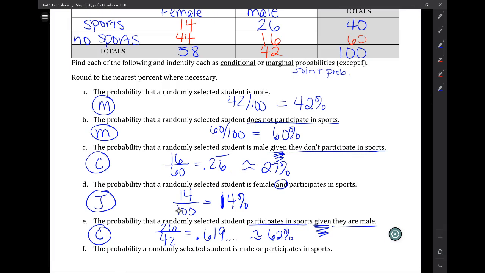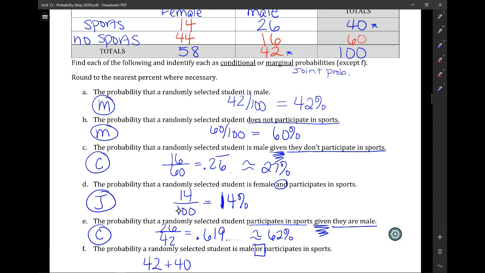It says the probability of a randomly selected student is male or participates in sports. When it uses the word or, that brings up a different conversation. So first you want to find out how many males there are total. So let's think of that as 42 males, or 42% are males. Or they could participate in sports. So that's 40%, remember, for sports. So we have sports here and total males here.